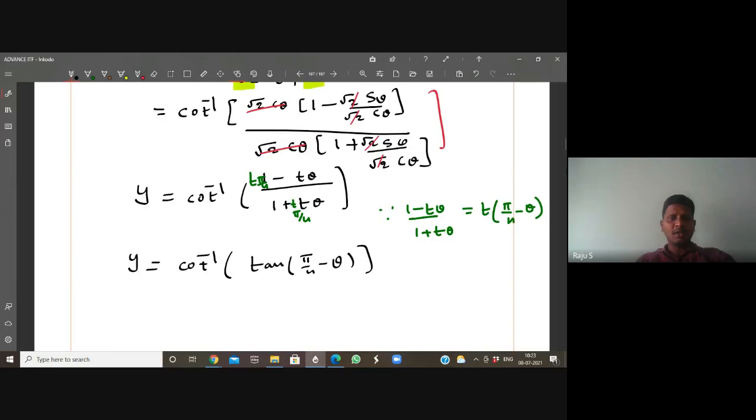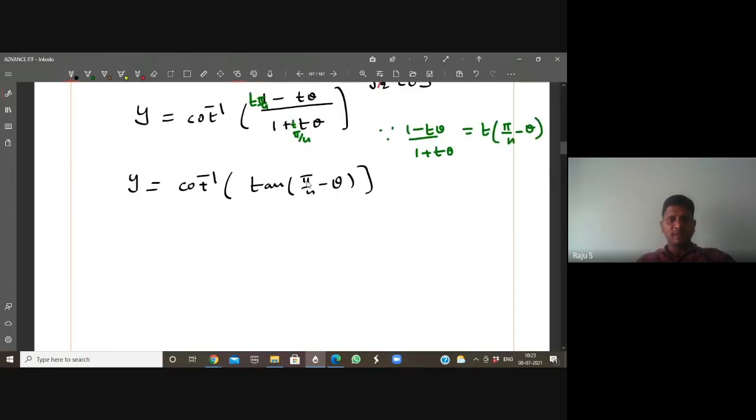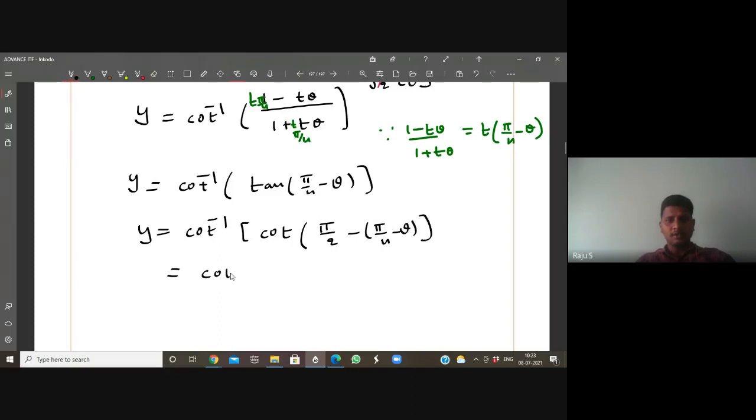But can you cancel cot inverse with this tan? No, we cannot cancel. Then what will you do here? How can you change it in terms of cot? Pi by 2 minus pi by 4, 90 minus theta. So cot inverse and cot get cancelled finally. After simplifying, we got pi by 4 plus theta. This is y. So y is equal to pi by 4 plus theta.